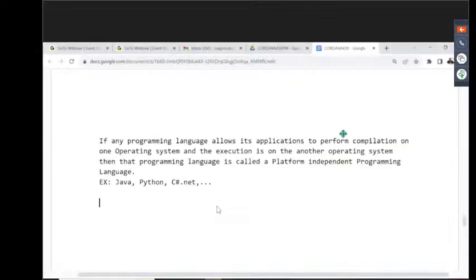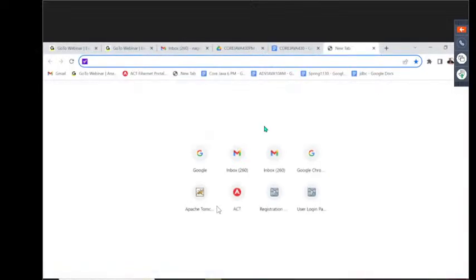Observe carefully. If we want to compile a Java program, we require Java software. If we want to execute a Java program, we require Java software. Am I right or not? So first of all, if we want to do anything with Java, first we have to download Java software. We have to install the Java software in our system. Am I right or not?